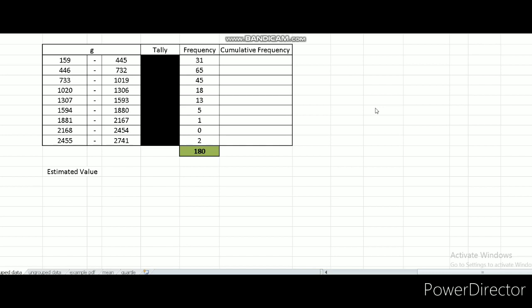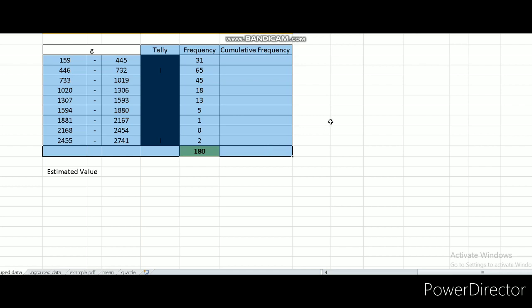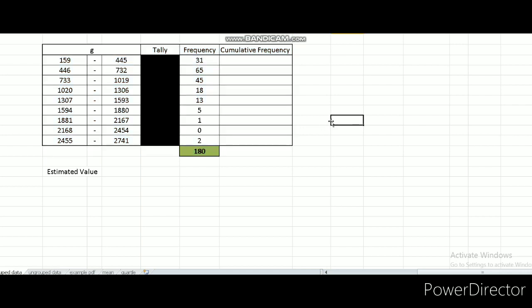Let's discuss how to find quartiles for grouped data. This example on your screen comes from the previous videos where we discussed how to group data. Now let's find, from these 9 groups, where the first quartile, also known as the lower quartile, is, where the second quartile is, and where the third quartile, which is the upper quartile, is.